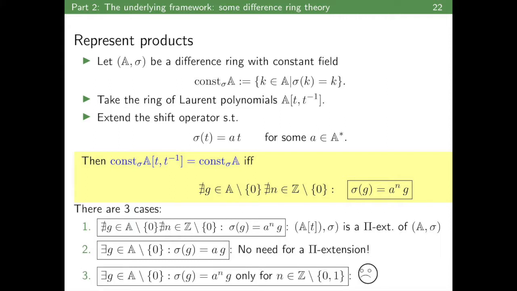There exists a g with this property, but not for n equals 0 or 1. For instance, n equals 2 would be the smallest choice to find such a g. And then, game over. I cannot model on my object anymore. Now, of course, I could take an ideal. I can factor out this relation, but I don't want this. I don't want to work with ideals.